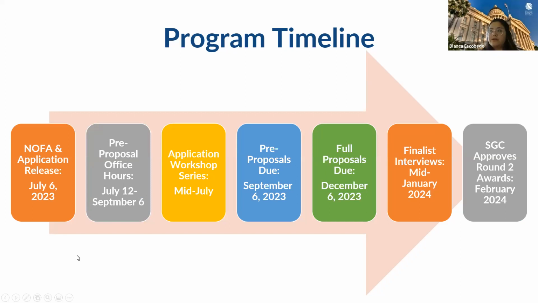So this is our remaining timeline for round 2. Our NOFA and our pre-proposal were just released last week. You can find the NOFA on our resources page. And starting this week, we started weekly office hours that will run until September 6th on Wednesdays from 1 to 2. We're also going to be continuing with our workshop series in the next 2 weeks. We'll have more information about those in upcoming slides, though. The pre-proposal is due on September 6th and a full proposal is due on December 6th.